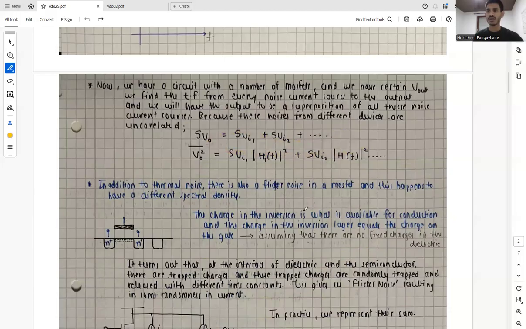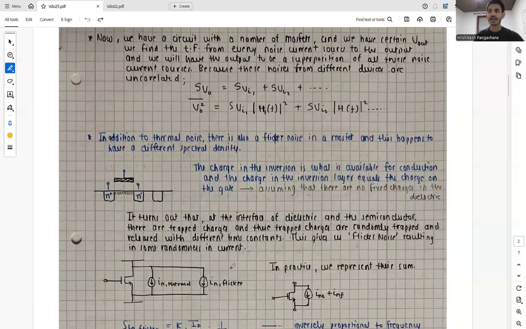In addition to thermal noise, there is also flicker noise in the MOSFET, and this happens to have a different spectral density. So we have our MOSFET, we have our inversion layer. The charge in the inversion layer is what is available for conduction, as we know, and the charge in the inversion layer equals the charge on the gate, assuming that there are no fixed charges in the dielectric.